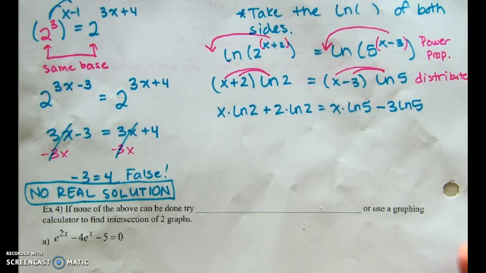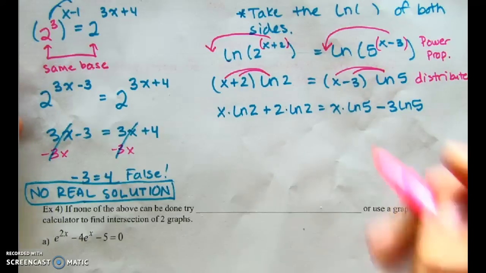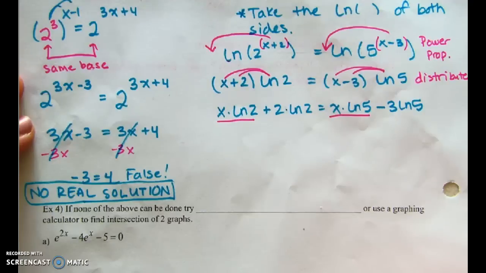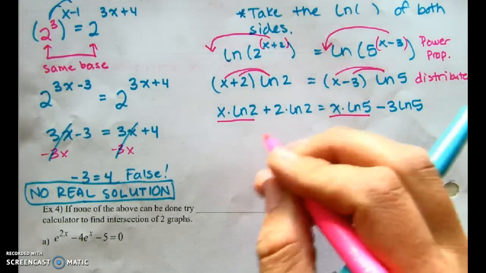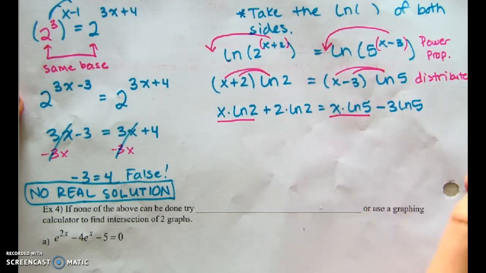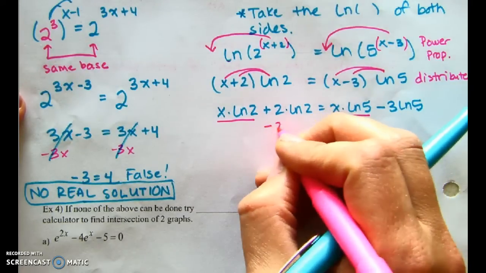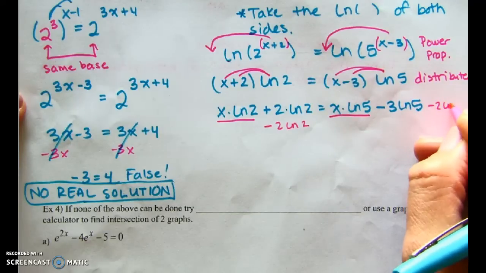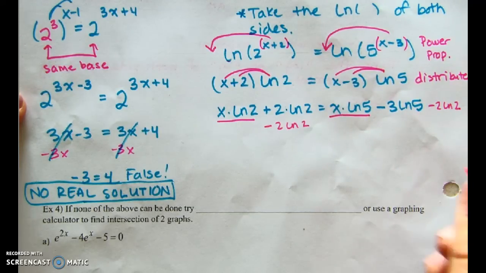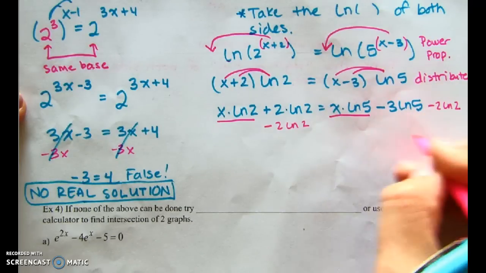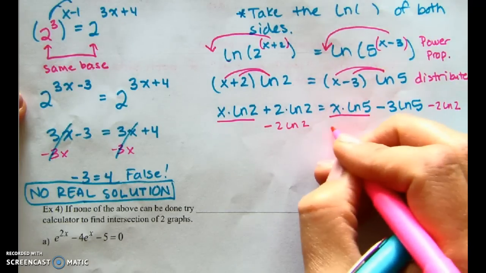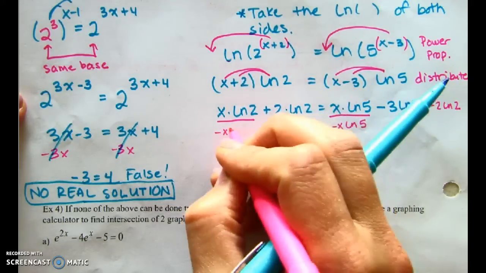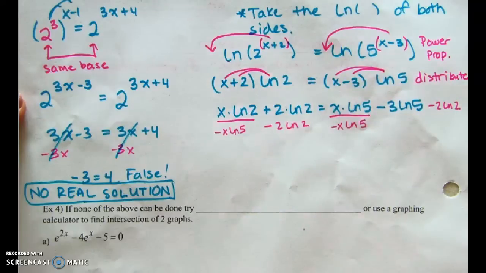Let's finish this. Where is our x? We have 2 of them. Why do we have 2? So we need to get the x's onto one side and the numbers onto the other. This is a number, so I'm going to move this over here, 2 times the ln of 2. And I'm going to leave these numbers over here, and move this x to the left side. We'll get it all cleaned up.